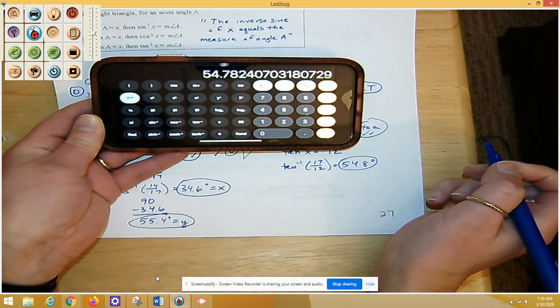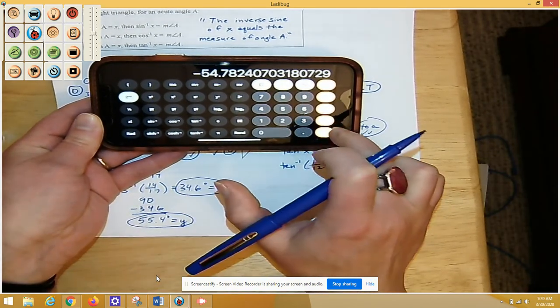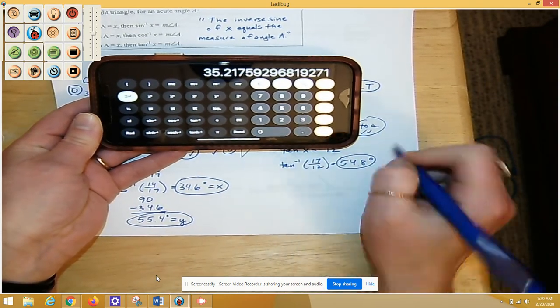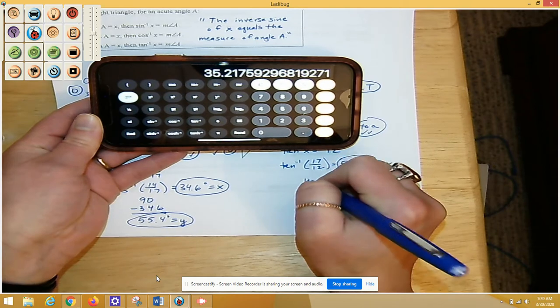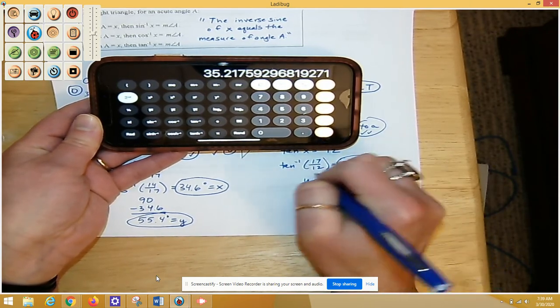And then I would do the negative here, the negative button above the 8, and then do plus 90, just because I'm a little lazy. And that will be a way to do the complement here to get the 35.2 degrees for y.